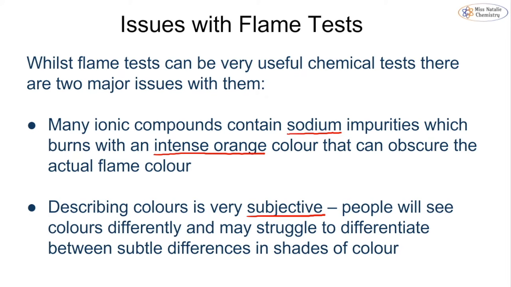As well as this, describing colours is a very subjective process. People see colours differently, and they may struggle to differentiate between the subtle differences or the shades in colour. What I see as blue-green, you may see as blue, or you may see as green, and that can have an effect on which cation you see is present. So there is that subjectivity here.